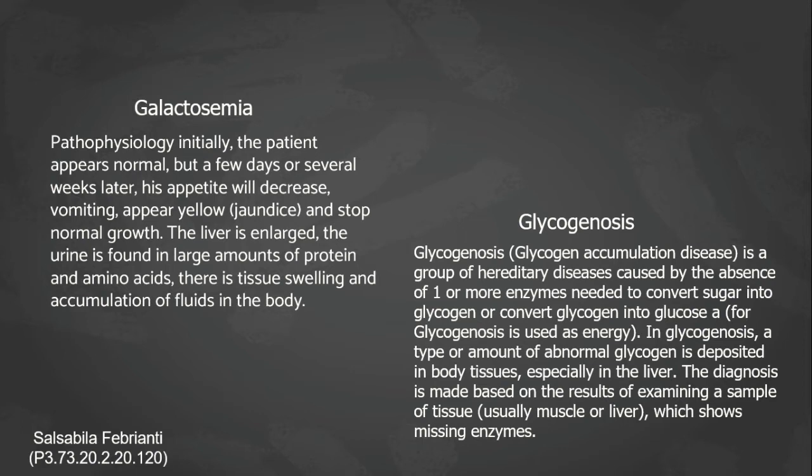Galactosemia. Pathophysiology: initially the patient appears normal, but a few days or several weeks later symptoms appear, with a failure to thrive and stop making growth. Liver inflammation. The urine is found to contain a large amount of protein and amino acids. There is tissue swelling and accumulation of fluid in the body.